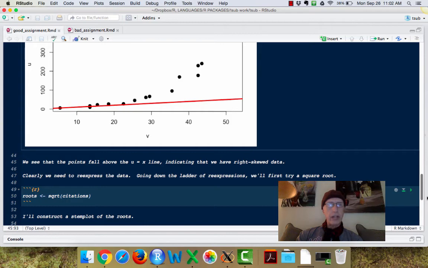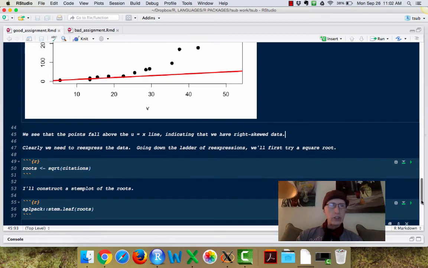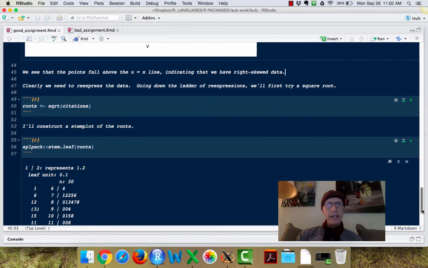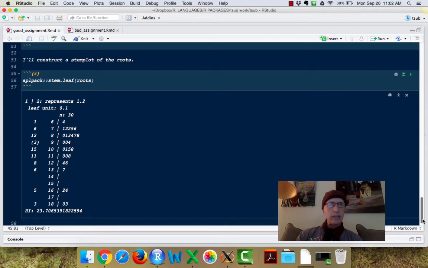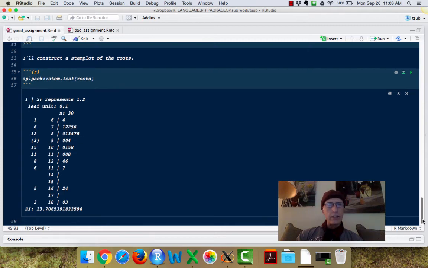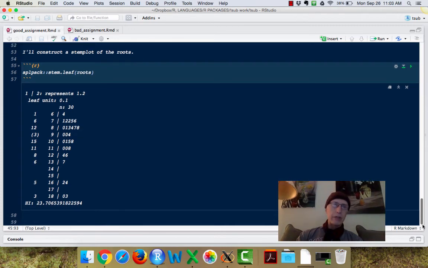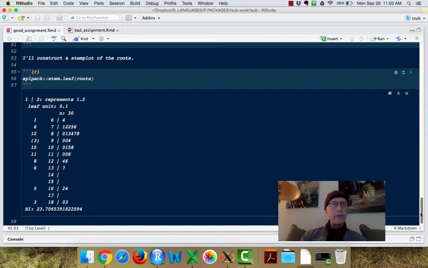First thing I'll try, I want to go down the ladder of expressions, so I'll go down from a 1 power to a 0.5 power. So I'll take the square roots, and then has that made the data symmetric? Well, now maybe I'll try a stem and leaf diagram of the roots, and then I'll say, well, that looks a bit skewed, and then I'll try to demonstrate that it is skewed, and then eventually I want to find a re-expression which makes the data symmetric.